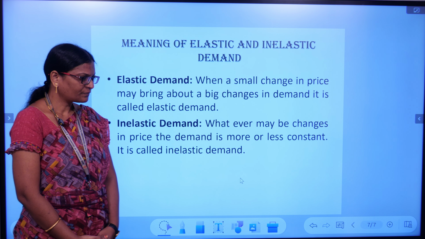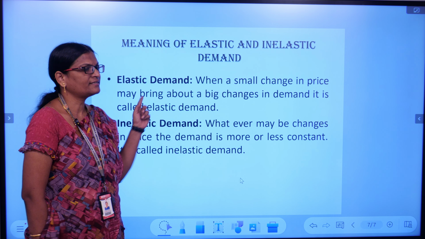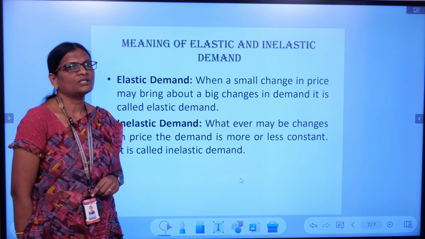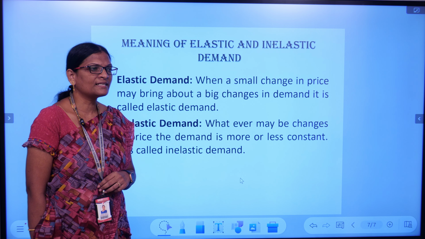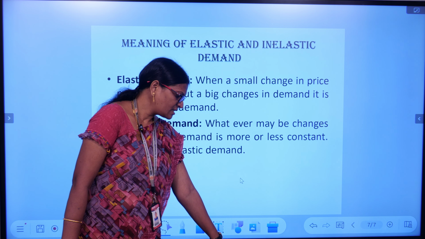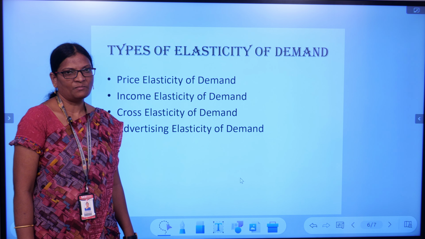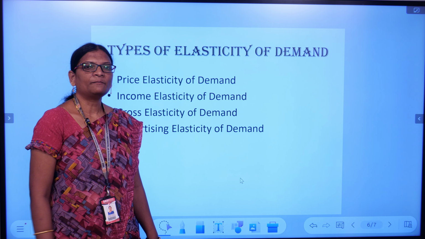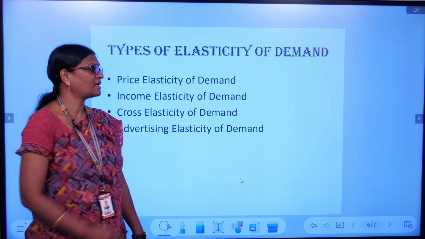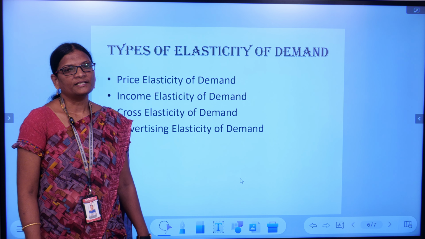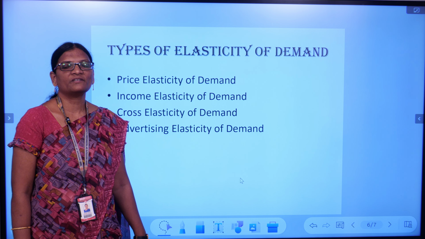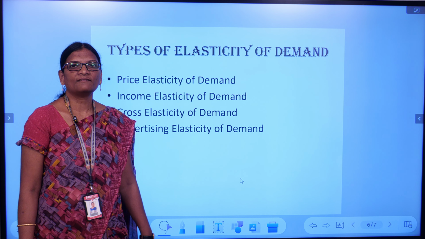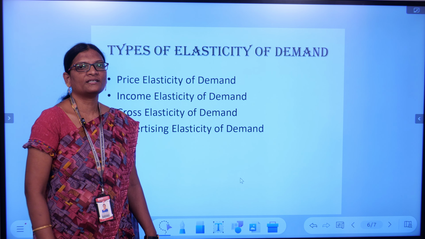By knowing the meaning of elastic demand and inelastic demand, we are going to discuss the other concepts like price elasticity in detail. Price elasticity means here we are going to measure the responsive changes between price and demand, by using a certain formula, that is percentage change in demand divided by percentage change in price. This price elasticity is again classified into different types like perfectly elastic demand, perfectly inelastic demand, unitary elastic demand, relatively elastic demand and relatively inelastic demand. All these things will be discussed later.